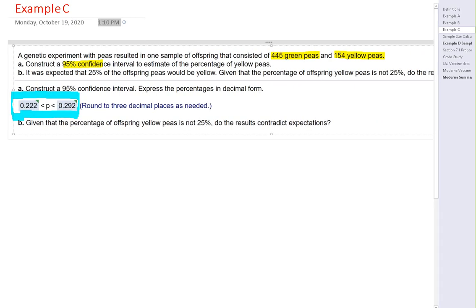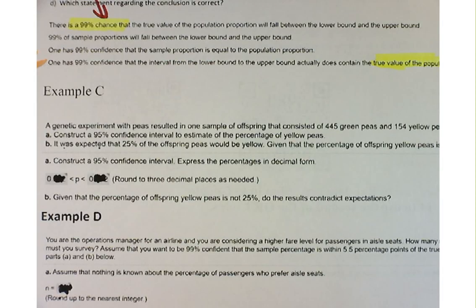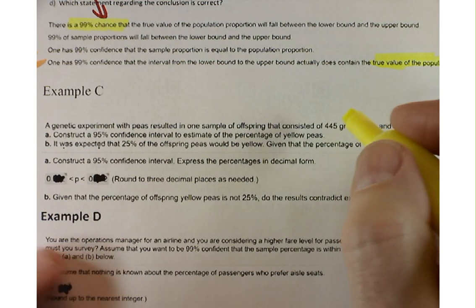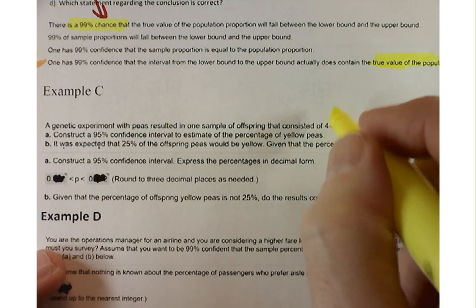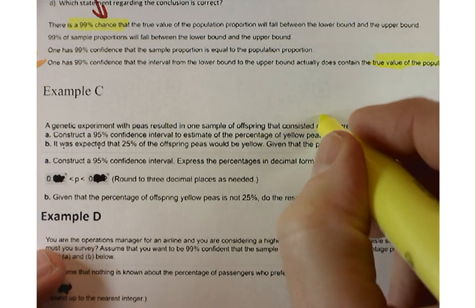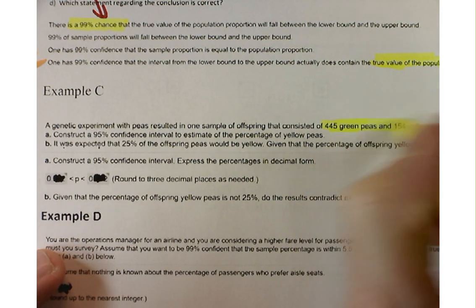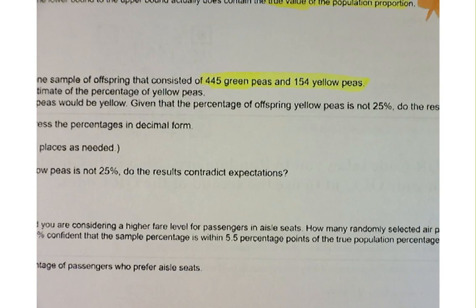So, all right, lots of things we got to work on. First part of it, though, is figuring out what p hat is. That's something I could ask you for. And what I want to draw your attention to is that we had 445 green peas and 154 yellow peas. So how would I calculate p hat?